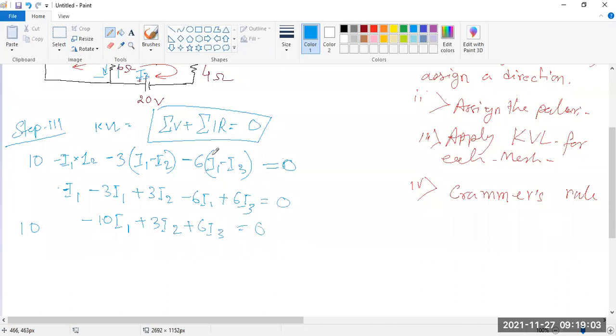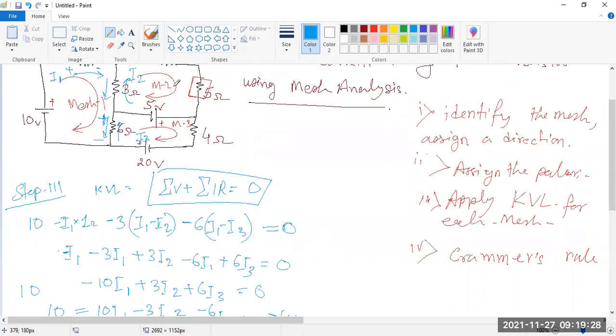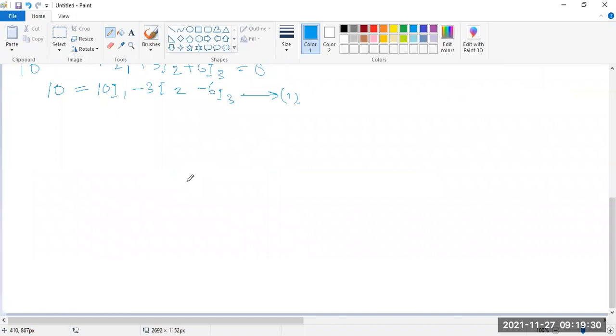So this is also equal to 0 as per this KVL law. So this voltage is coming, so we can take this in this direction. So 10I1 minus 3I2 minus 6I3, and it will be equation 1. Okay, then in the same way we have to apply it for mesh 2 and mesh 3. Guys, could you understand this? If you are facing any problem or confusion, you may ask me.